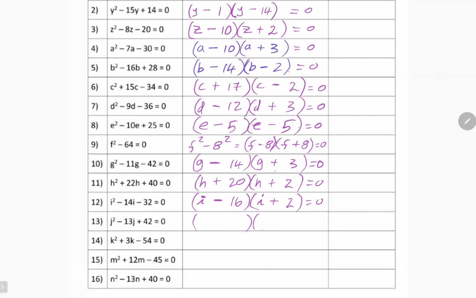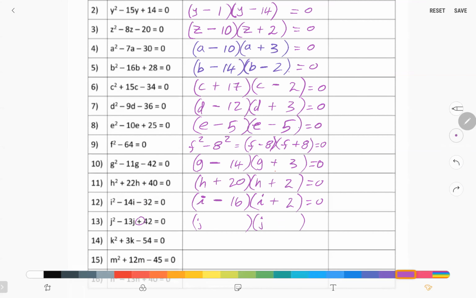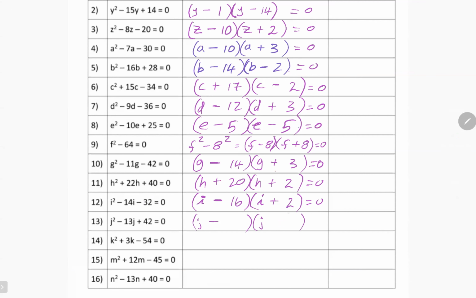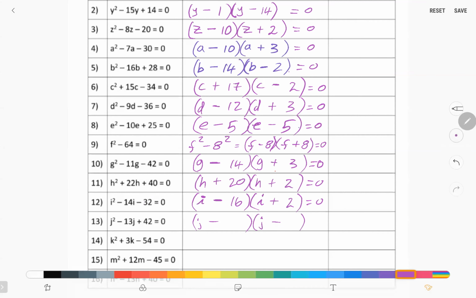J squared is the first term. It's J and J. Signs are the same. They are both negative. All right. So two signs are negative. Then I want factors of 42 that add to 13. Factors of 42 that add to 13.